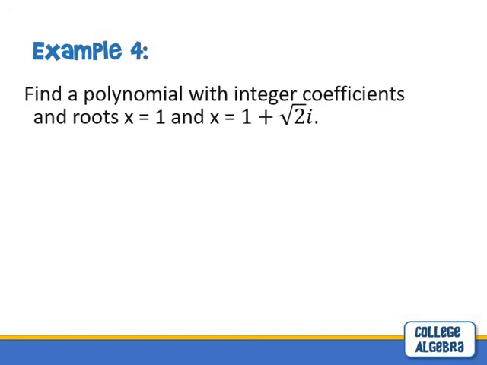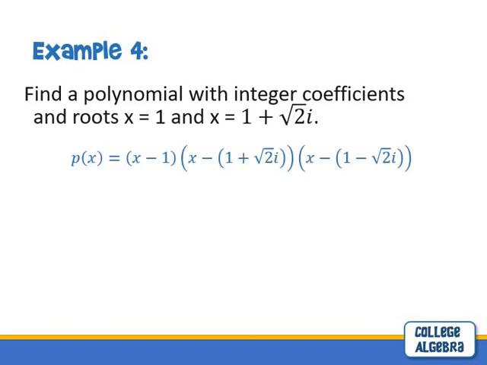Find a polynomial with integer coefficients and roots x equals 1 and x equals 1 plus square root of 2i. Now I didn't say in the problem that 1 minus square root of 2i is one of the roots, but it has to be, because we want integer coefficients, and integers are real numbers. So my polynomial, I could multiply by any constant that I wanted, but the simplest thing is just to do 1 times x minus 1 times x minus my complex root, 1 plus square root of 2i, and I've put that in parentheses to be really careful. We're subtracting the whole thing.